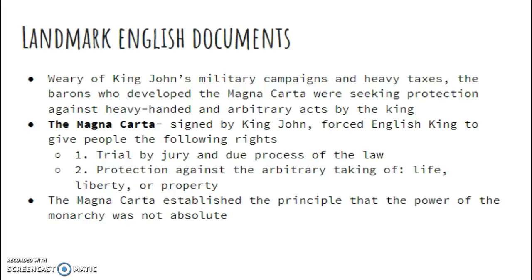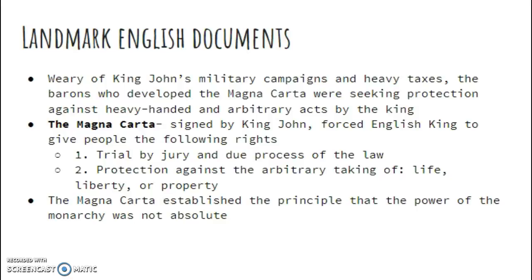Okay, so wary of King John's military campaigns and heavy taxes, the barons, and by barons they just mean lord or nobleman, developed the Magna Carta. They were seeking to protect against heavy-handed and arbitrary acts of the king. Arbitrary just meaning impulses.